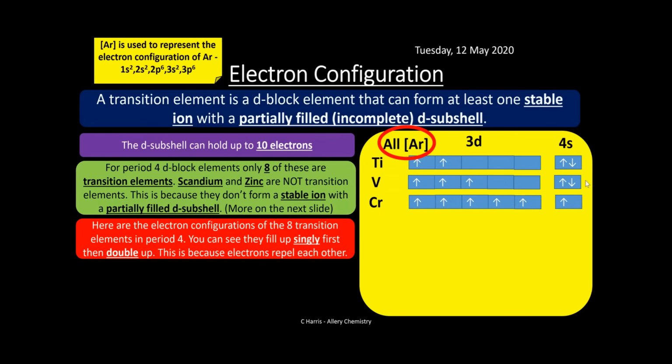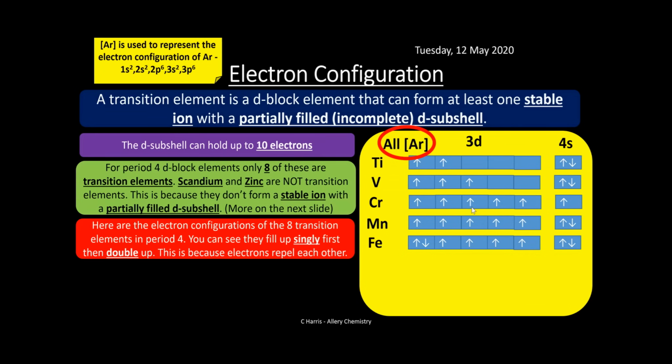But you'll notice something a bit odd happens at chromium, because one of the electrons in the 4s orbital actually jumps into this orbital here. The reason it does this is because it has an opportunity to have a half-full subshell. This is quite stable. But then for the next element, manganese, the extra electron actually goes back into the 4s orbital because that is lower in energy, so it sits in there. So this is where it pairs up at this point.